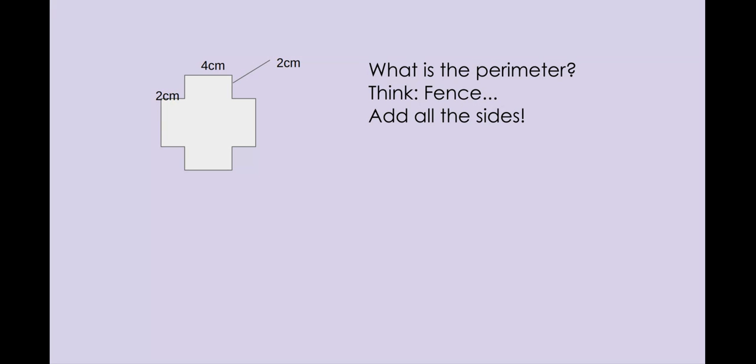Now let's try this one. On your paper, think about if you were hired to build a fence around this figure, what would the perimeter be? You might work it out like this. Or you might think about it a different way. But you can't skip any of those sides. You must add every single side to get the correct perimeter. Did you get 32 centimeters? Good job.